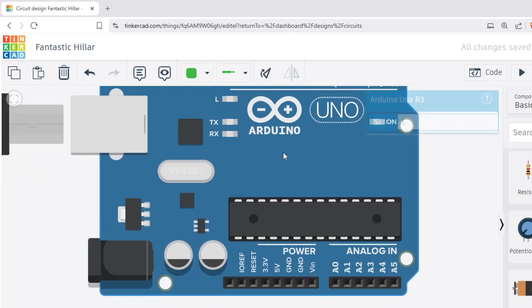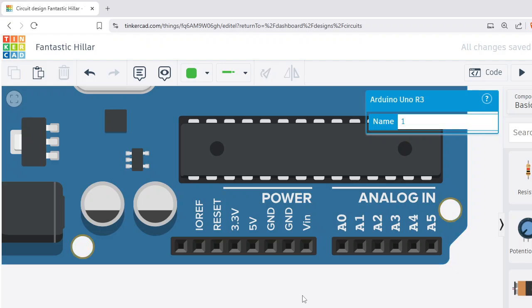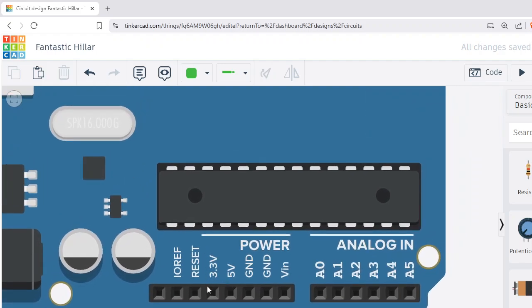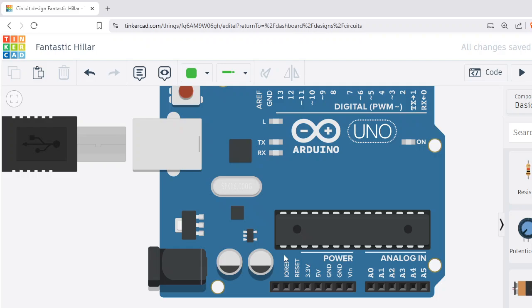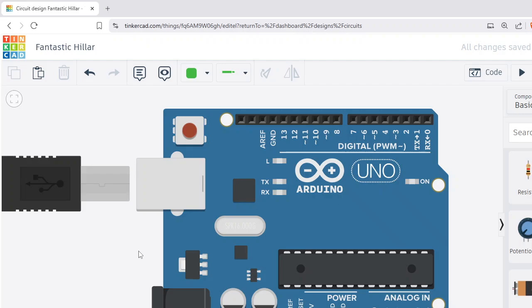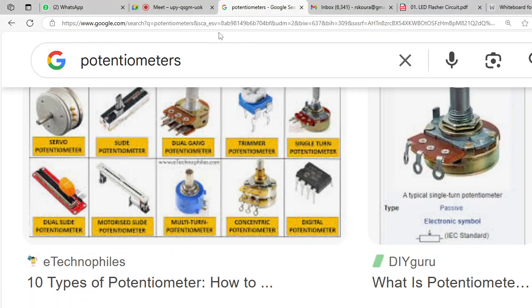Now let us understand what these are. Now we'll start off with this pin. This pin is actually a 3.3 volt pin and a 5 volt pin. All right. The voltage coming into the Arduino can come from this particular point. This is the connection to the PC actually.